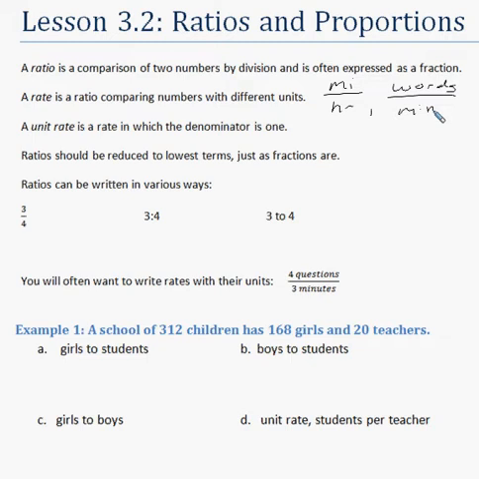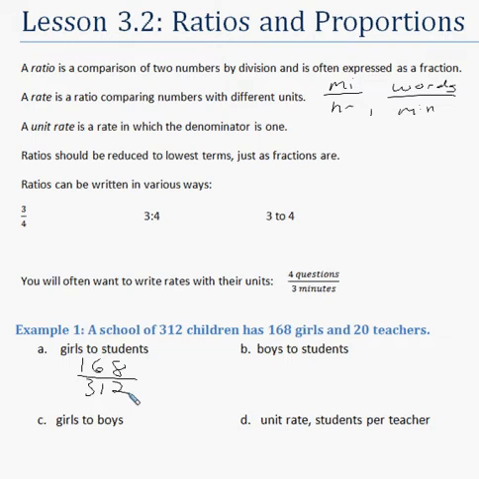So here's a few examples. It says a school of 312 children has 168 girls and 20 teachers. And so you're looking for different ratios there. So we want girls to students. So there's 168 girls over total students. So it has 312 children. And so there's our ratio, but we can reduce that.